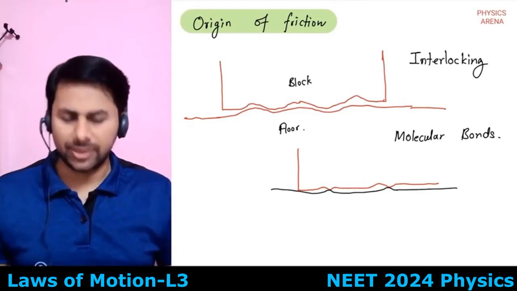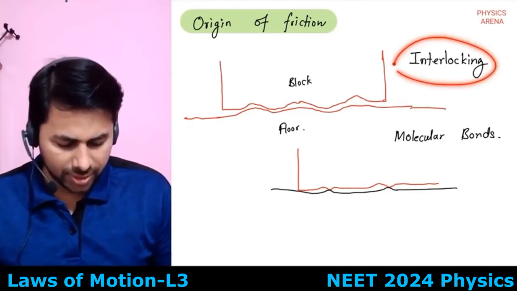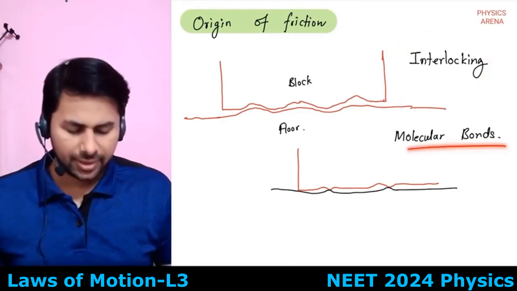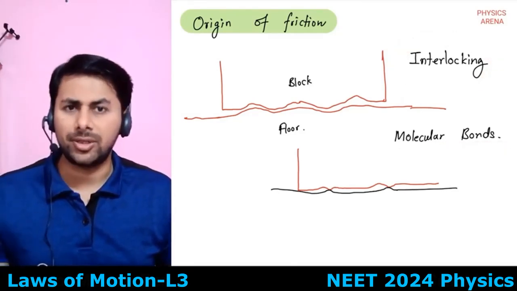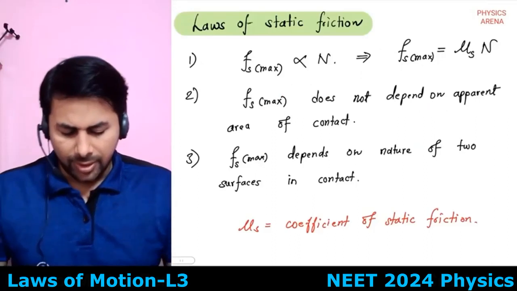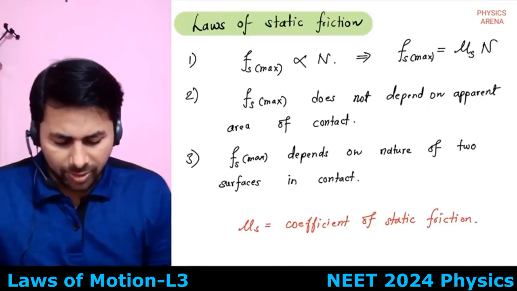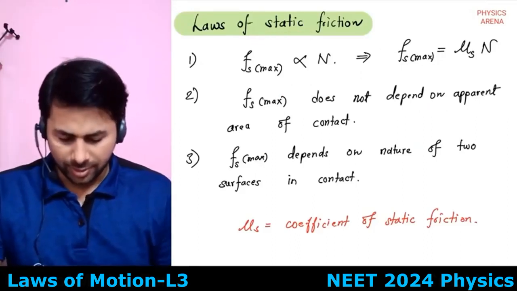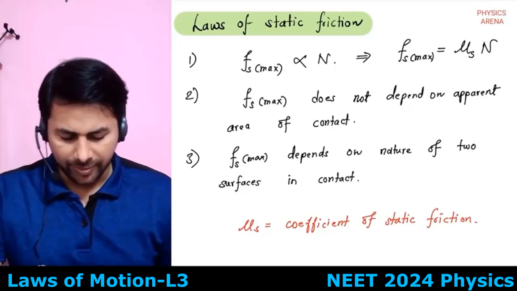Okay. So there are these two reasons. There is this reason, interlocking, and another is temporary molecular bonds. All right. So now there are some laws of static friction. So these are the three laws basically.